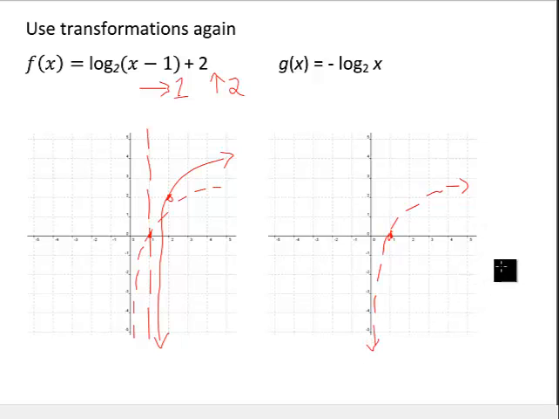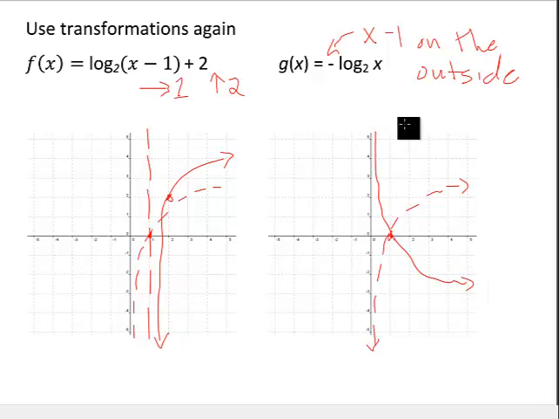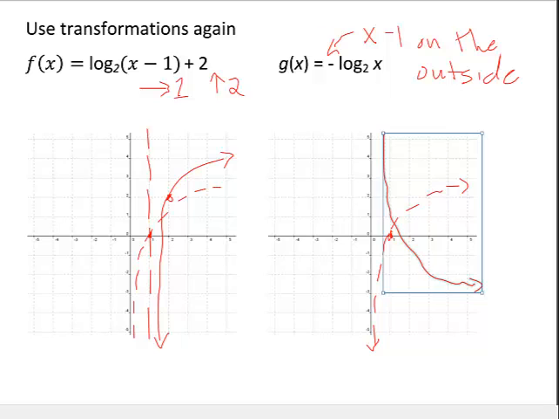Then we have to decide for ourselves, what is the transformation we have happening here? Since we're multiplying by -1 on the outside, I can already hear you telling yourself that that means we reflect it over the x-axis. All these positive y's, since we're multiplying on the outside, the outputs become negative. So the positive y's become negative, and the negative y's become positive. So it's just reflected along the x-axis. Still goes through this point, but flattens out that way.